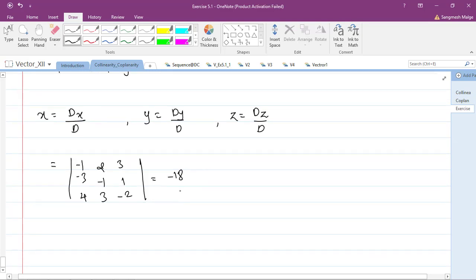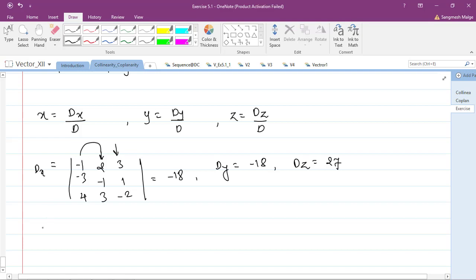Find out dy similarly. That was my dx. dy will come as minus 18, and dz you will get equals to 27. For dy you have to replace the second column with the answer matrix, and for dz you have to replace the third column by this same answer.